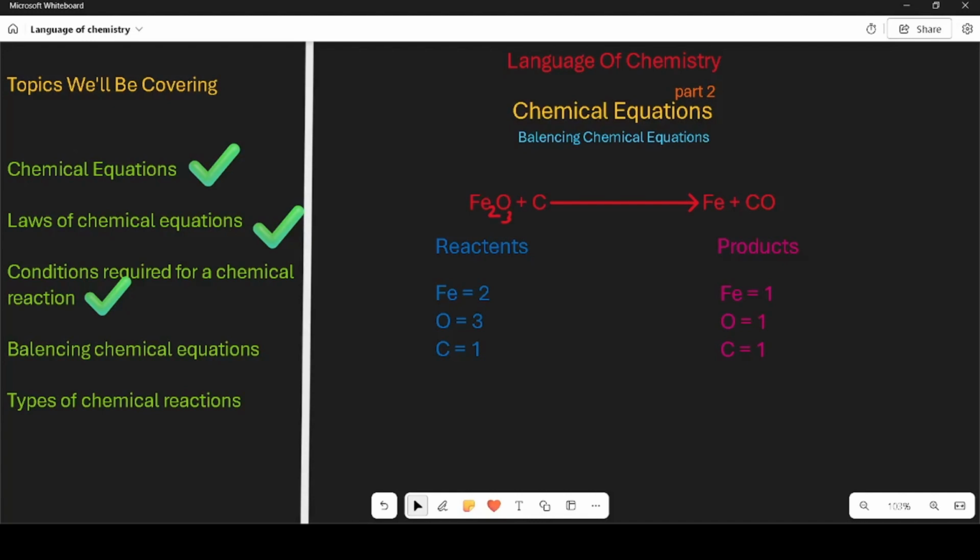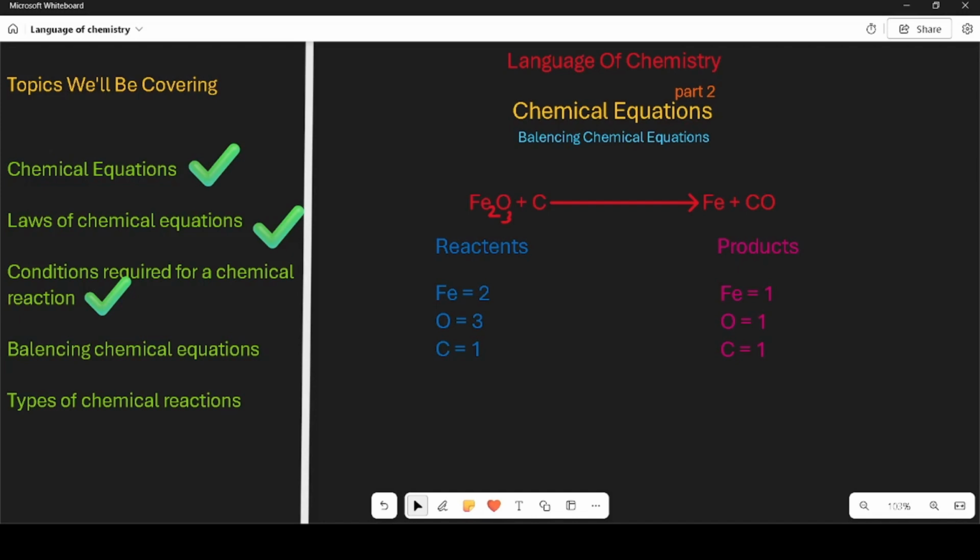So now we have to try to balance the number of atoms on the reactant side with the number of atoms on the product side. So let's take iron. Iron has 2 on the reactant side and 1 on the product side. So we have to change iron to 2 on the product side.